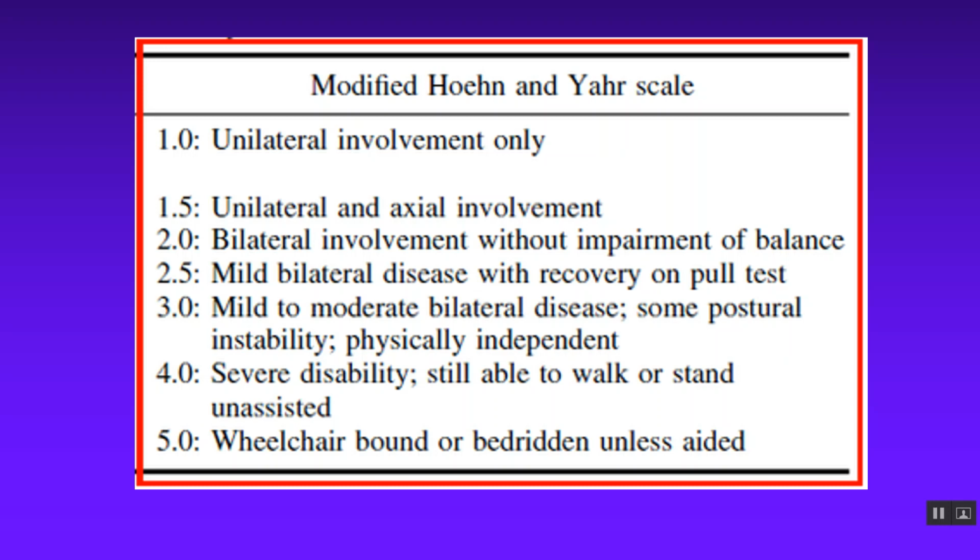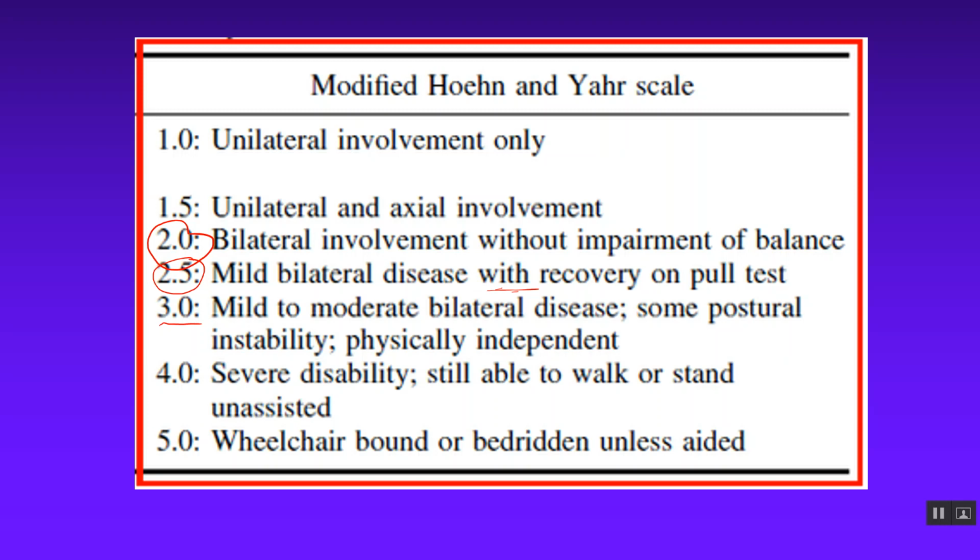2.5, bilateral disease with recovery on a pull test. So they have bilateral disease, and you do a pull test. Usually you pull them backwards, but they can recover. So they've got bilateral disease. It's a little more severe than a 1.5. I'm sorry, than a 2. It's a little more. They still can have some impairment of balance. Now 2.5, they get some impairment of balance, but they can still recover on the pull test. You notice that they just don't quite have the same amount of balance, but when you pull them, they're still able to take a step back and catch themselves.